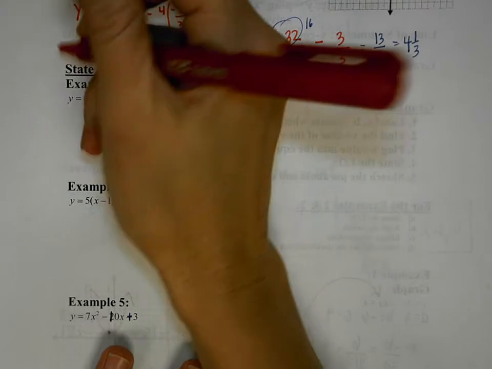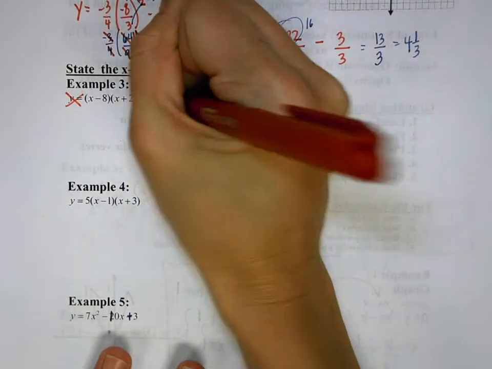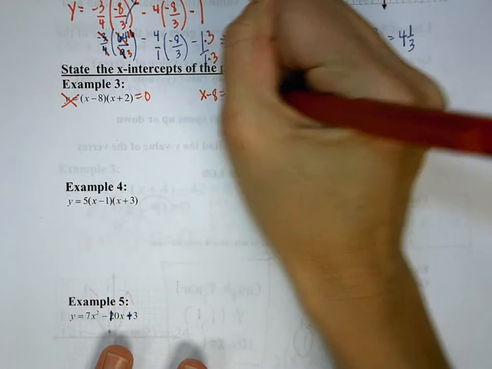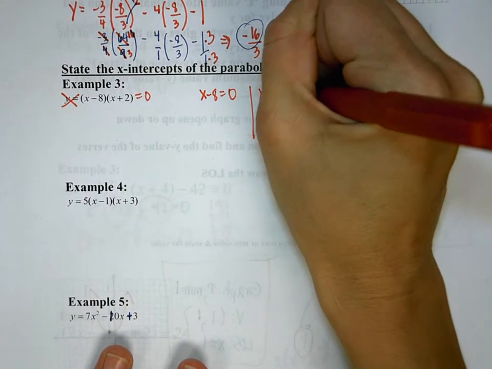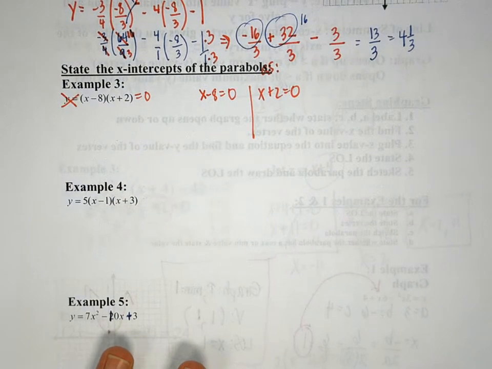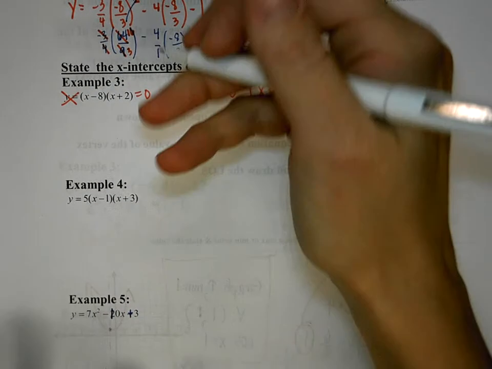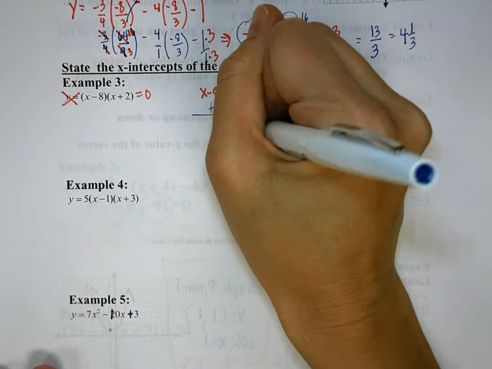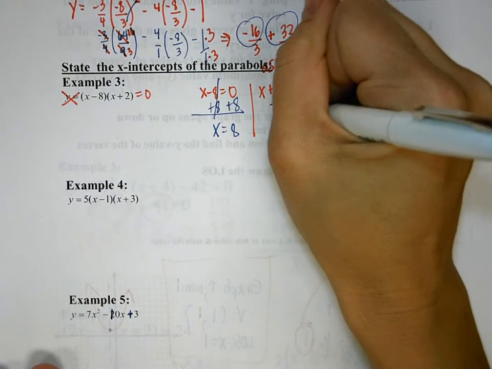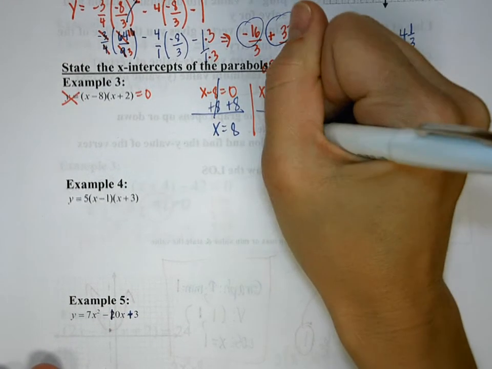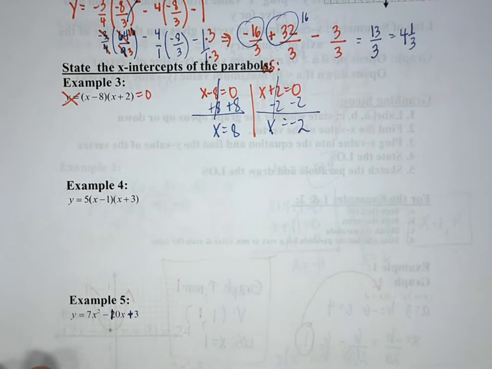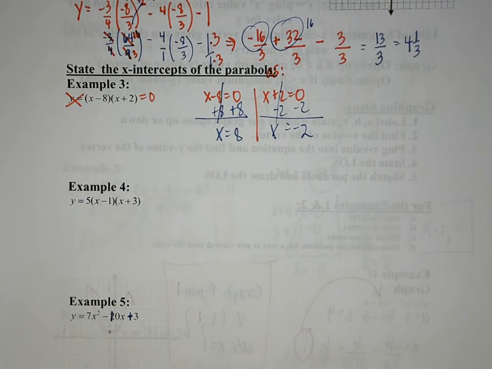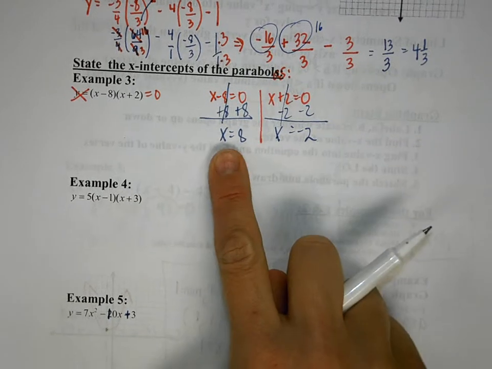Exactly. So you can get rid of this for now and just put equals 0, and you'll write your two equations. So you'll have x minus 8 equals 0 and x plus 2 equals 0, and then you'll solve. So here I add 8 to both sides, and I get x equals 8. Yes, here I subtract 2 from both sides, and I get x equals negative 2. The only thing is that they want to know the specific intercepts, which means they want to know the ordered pairs.